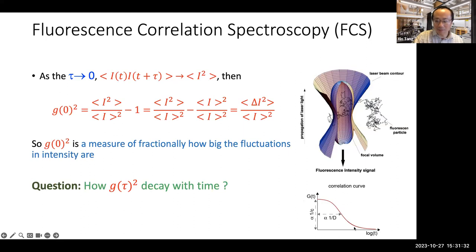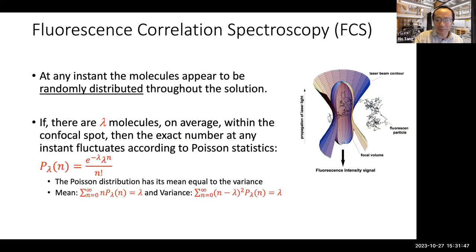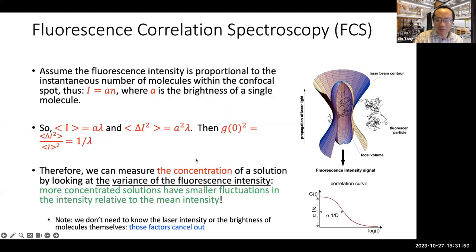This curve, you see my mouse, this curve. This is a typical correlation curve. From here, you can measure, and the magnitude of this G of tau actually gives us the concentration value. Okay, so here is some more derivation. And here you see, if tau equals zero, G of zero squared, when you do the correlation, you get the self-correlation. Okay, do the self-correlation, you will get one minus lambda, okay?